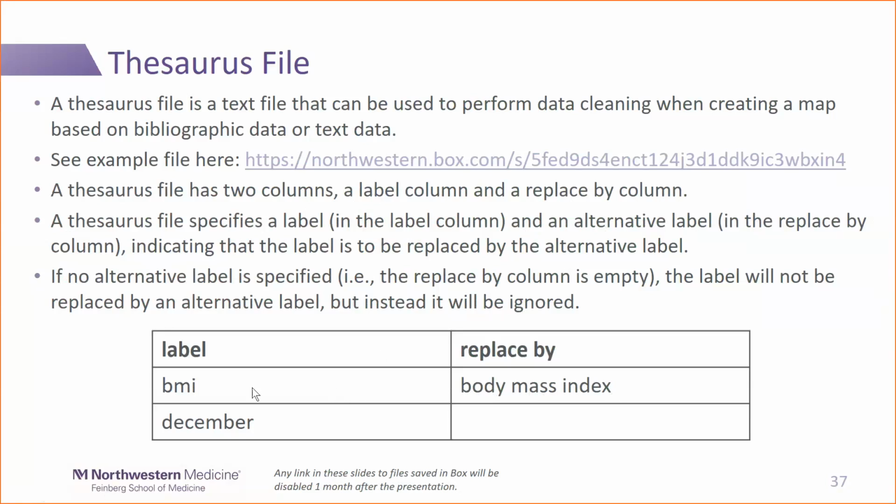If I just wanted to change the label BMI to body mass index so that I would have two different body mass indexes on my map, I would actually do that in the map file. I would go find BMI in that list and I would change the name of it. But no, this I want to merge, so I need to do it in the thesaurus file. And then December, I want to get rid of it. Again, it's going to get rid of all occurrences of December, so make sure that's something you really want to do. So I have the label and I replace it by nothing. Okay, so now it's going to ignore December.